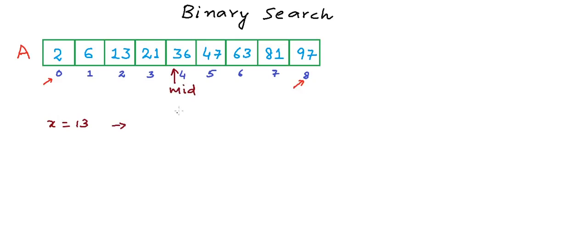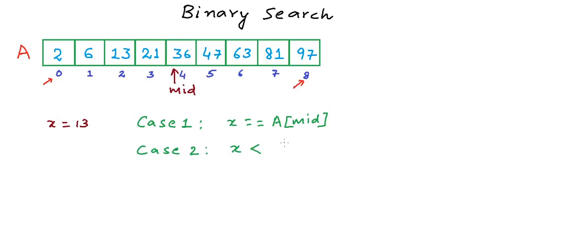Now there can be three cases here. Case 1 can be that x is equal to the middle element. If x is equal to the middle element, we have already found x in the array. Case 2 can be when x is less than the middle element, and case 3 can be that x is greater than the middle element. Clearly, if x is equal to the middle element, our search is over because we have found x in the array.